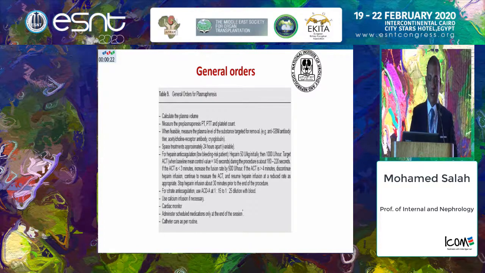For heparin anticoagulation, you have to use heparin cautiously with 50 units per kg initially, then 1,000 units per hour. Target ACT is around 145. And for citrate anticoagulation, use ACD-A at 1 to 15 to 1 to 25 dilution. Use calcium infusion if necessary. Cardiac monitoring. Administer scheduled medications only at the session, and catheter.